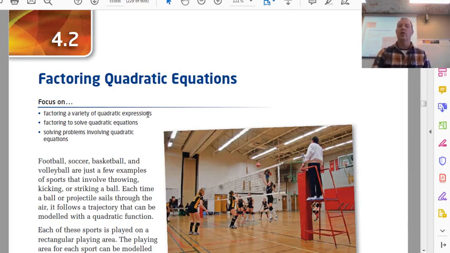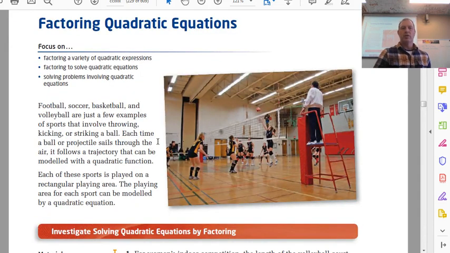So in 4.2, we're going to be dealing with the exact same stuff, except we're not going to be solving it by graphing. We're going to be solving it by factoring, so algebra methods. Okay, algebra methods. So you'll see in your textbook here, football, soccer, basketball, volleyball are just a few examples of sports that involve throwing, kicking, or striking a ball.